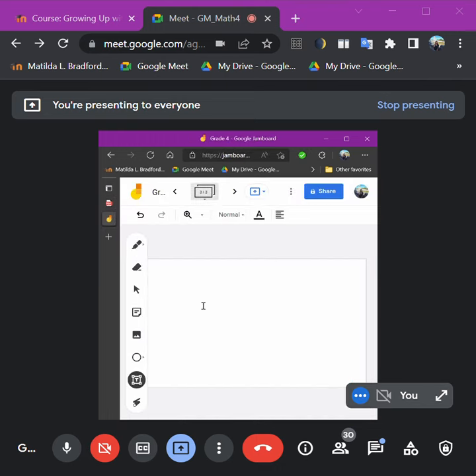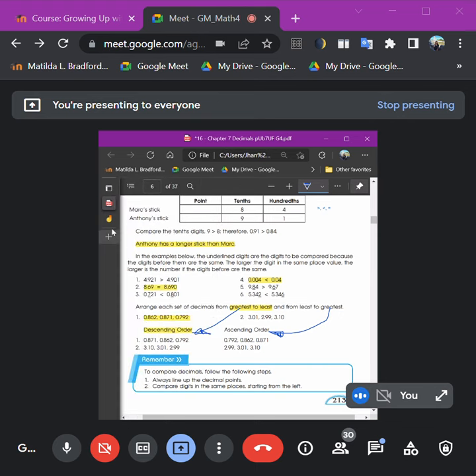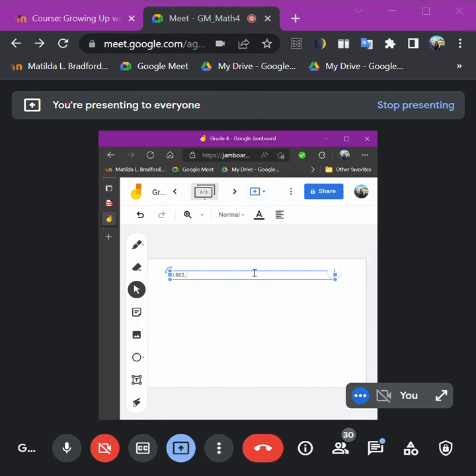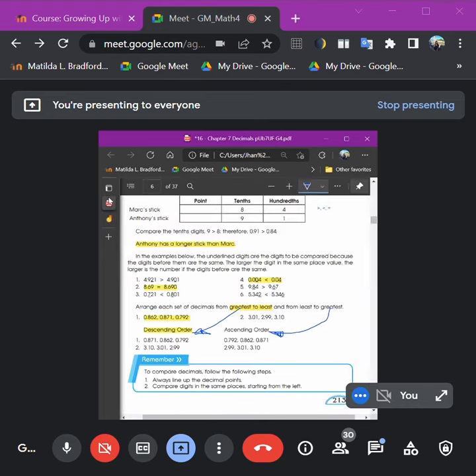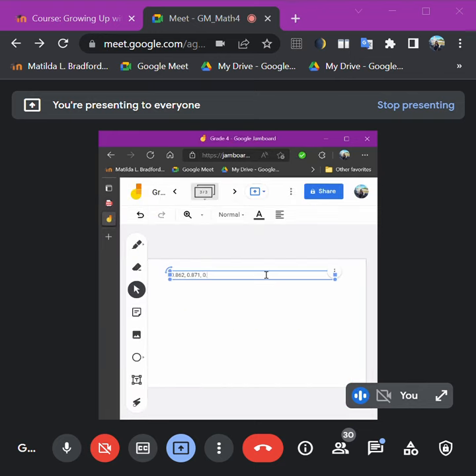So, for example, di ba, we have there, makita rin ninyo yung Jamboard class? Yes, sure. Okay. Di ba, we have 0.862, 0.871, and 0.792. Okay.